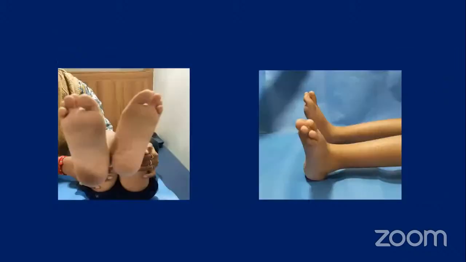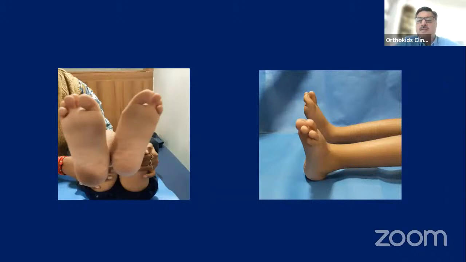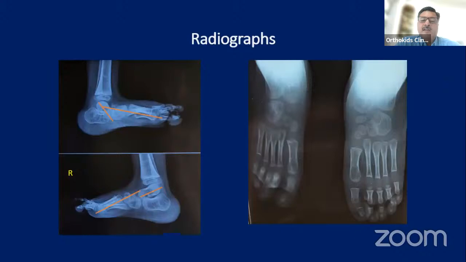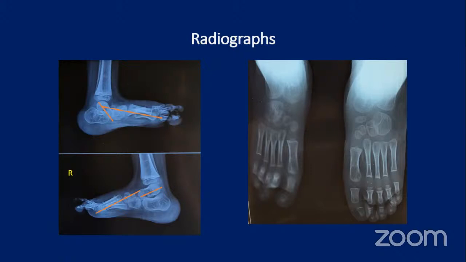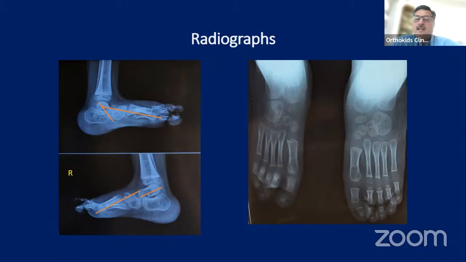Yes, sir. So this is how the toes are going. And family is not very happy. So on right side, the talus looks well reduced and aligned. But on left side, it has gone back. So it is recurrence of vertical talus, and these are the x-rays.